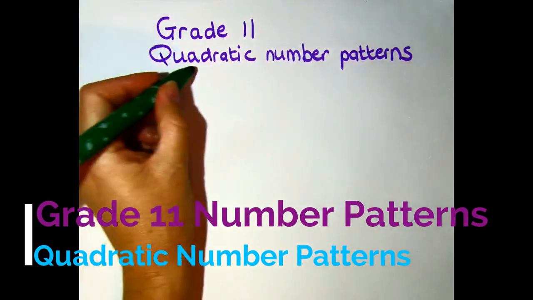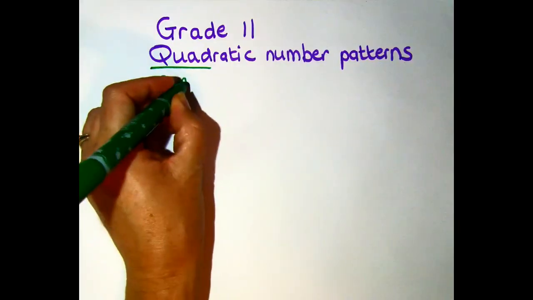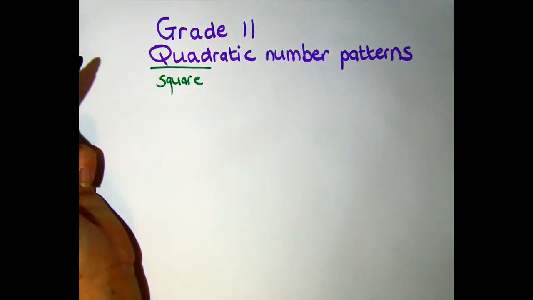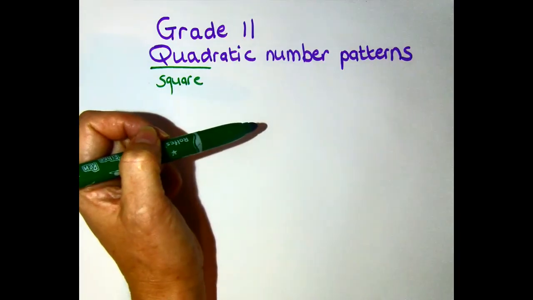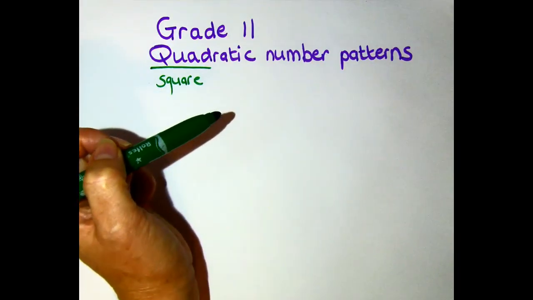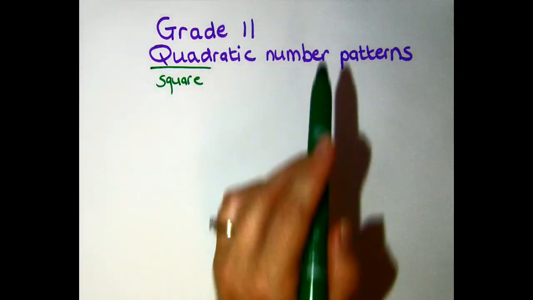In mathematics, the word quadratic links to square. Square is obviously a quad. And when we're dealing with these number patterns, they're going to have a general formula that looks very similar to one you either have already learned or are going to learn for the quadratic function, the parabola.